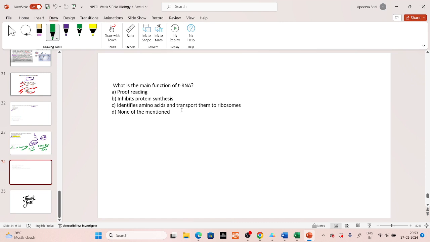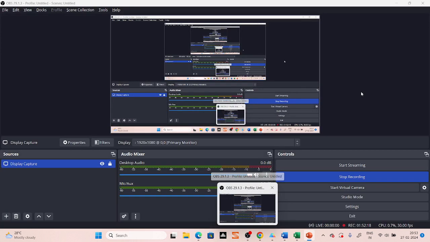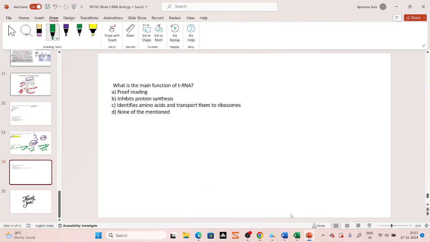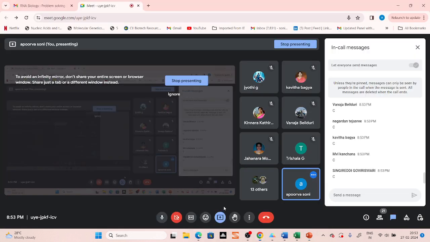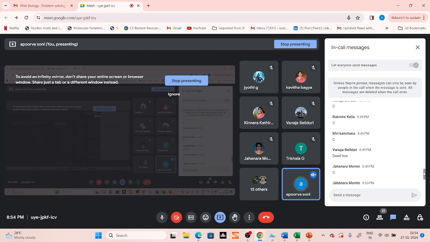What is the main function of tRNA? Proofreading, inhibits protein synthesis, identifies amino acids and transport them to ribosomes, or none of the above? Okay, let's see if students have answered. Yes, students have answered from where it is started.